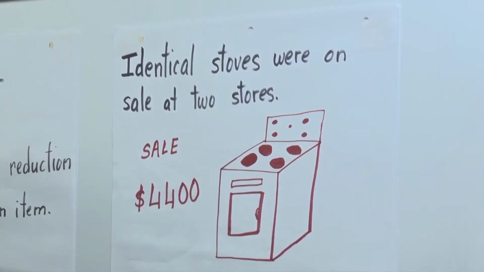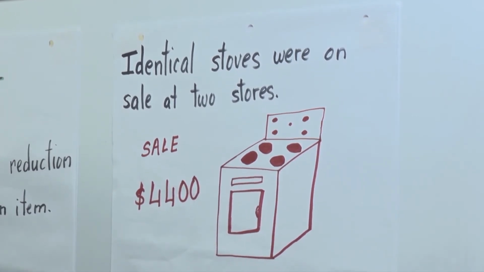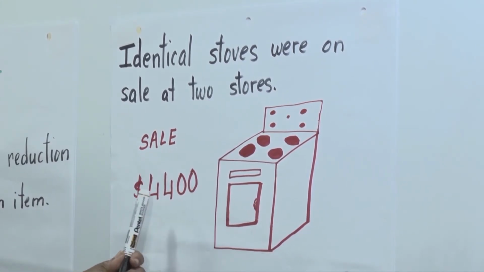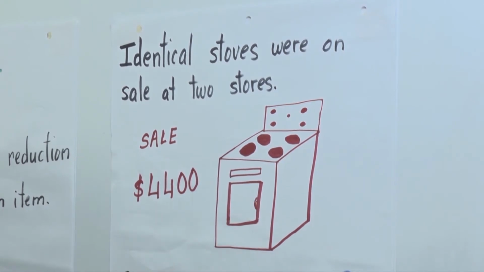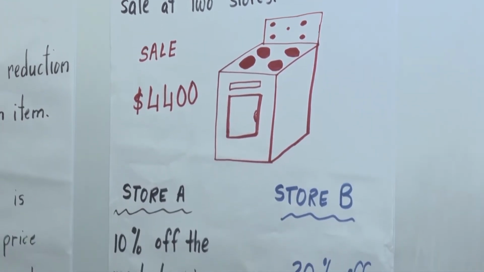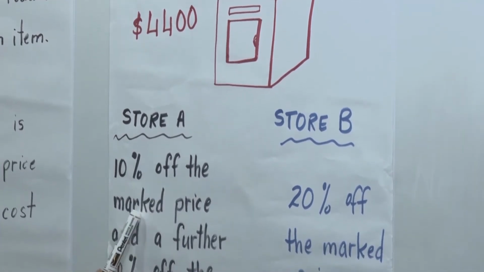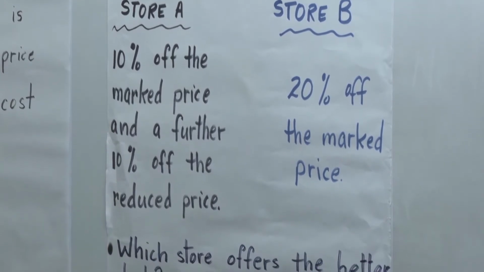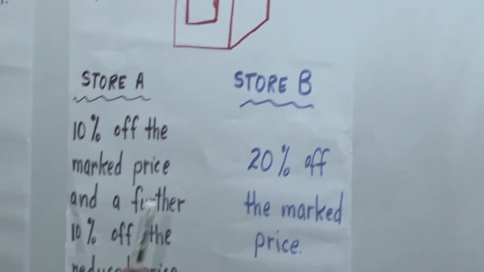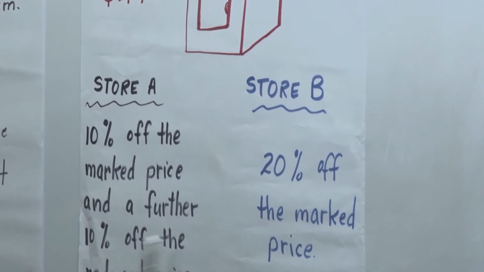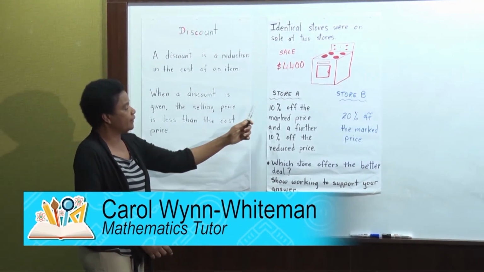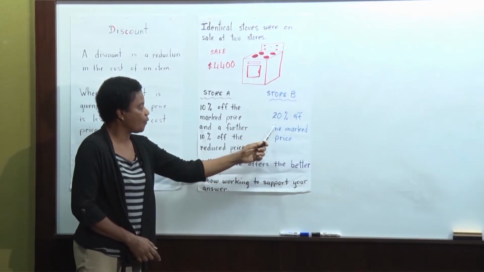Let's have a look at this question here now. Identical stoves were on sale at 2 stores. The marked price of the stove, $4,400. That's the cost price. At store A, you got 10% off the marked price and a further 10% off the reduced price. At store B, you got 20% off the marked price. So both stores are giving you a discount. It's just that the discount is coming in 2 different forms.